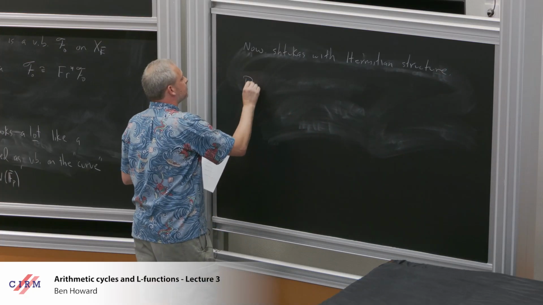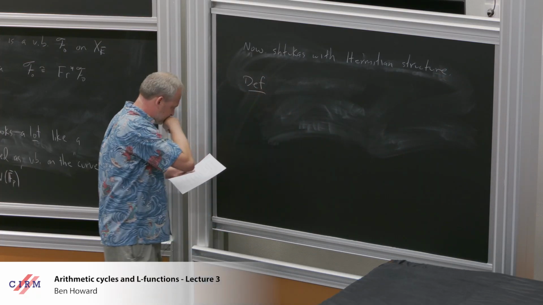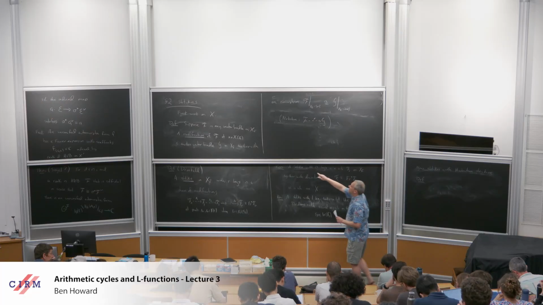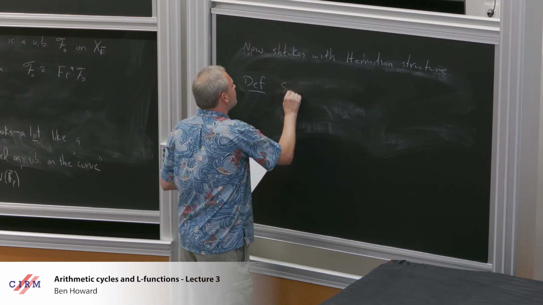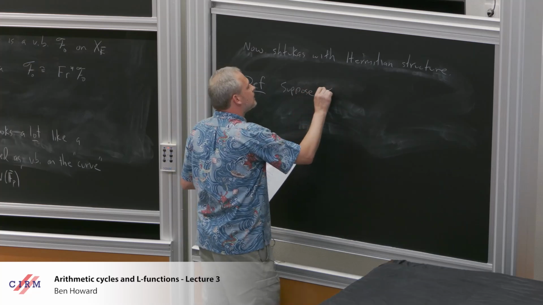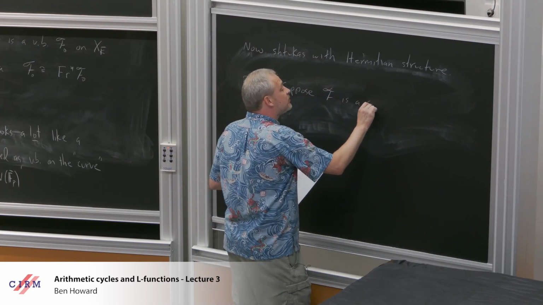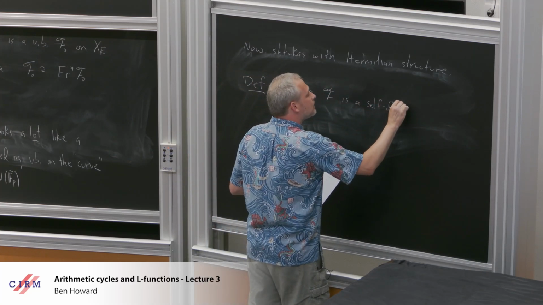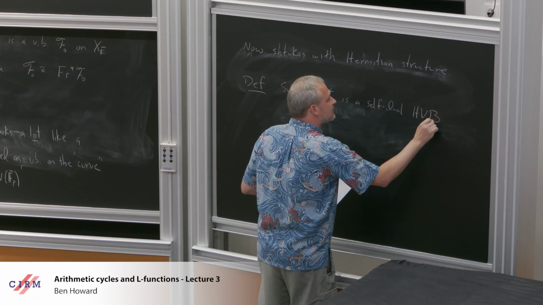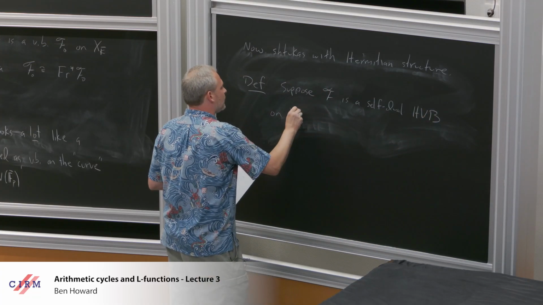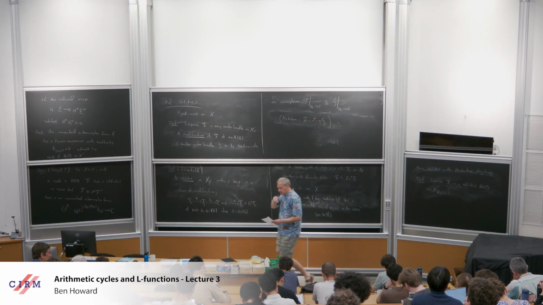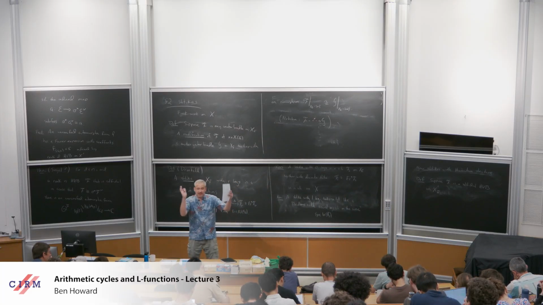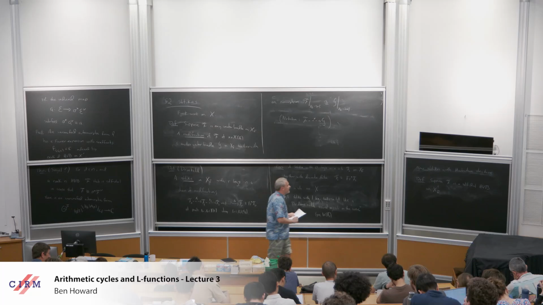So, definition. Instead of an arbitrary vector bundle, now suppose F is a self-dual Hermitian vector bundle on our double cover over the algebraic closure of K. So now it has a perfect Hermitian pairing on it.